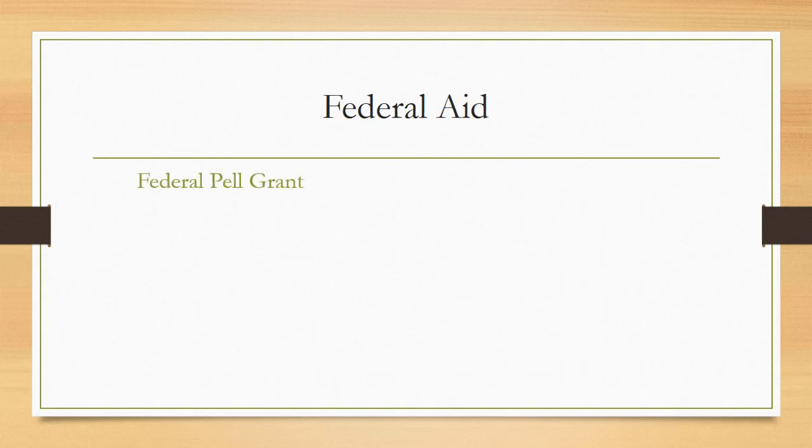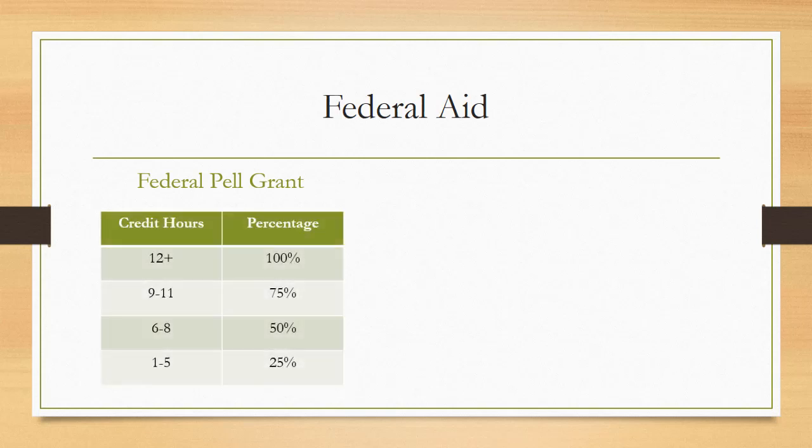The federal Pell Grant is considered gift aid, meaning you do not have to pay it back. Did someone say free? The federal Pell Grant is prorated according to your enrollment status. If you are enrolled full-time, which is 12 credit hours or more, you will be dispersed 100% of your awarded funds for the semester. If you are enrolled in less than full-time status, your aid will be prorated based on your enrollment status as shown in the chart below.